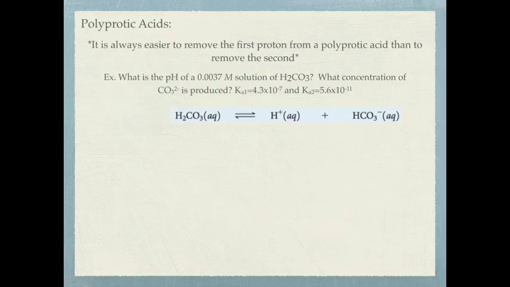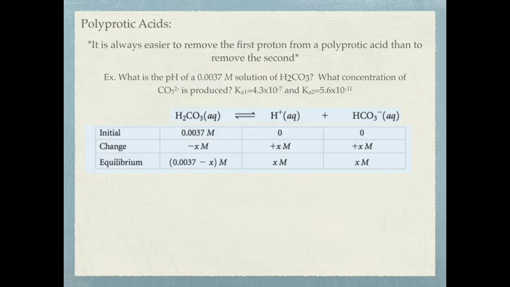By incorporating what I know with my ICE chart, the concentration of carbonic acid starts out at 0.0037, hydrogen ion 0, and then HCO3 minus is 0 as well. So I'm going to subtract X from carbonic acid and add X to my products. And so what I get at equilibrium is 0.0037 minus X, X, and X. So using this and the fact that I know my Ka1, I can solve for X. X times X, X squared, because that's the concentration of hydrogen in HCO3 minus, all over 0.0037 minus X equals 4.3 times 10 to the negative 7th, because that's my Ka1.